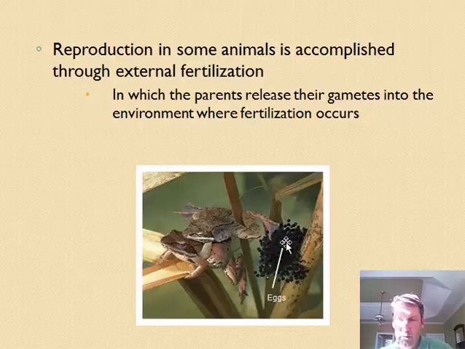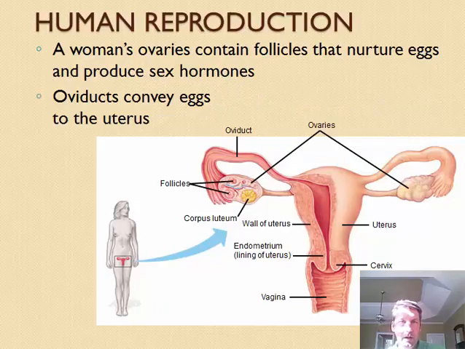A lot of aquatic animals, again, practice external fertilization. And then of course, internal fertilization is where the egg is fertilized in the female. The sperm fertilizes the egg inside the female. So we can begin by looking at the human reproductive structures.